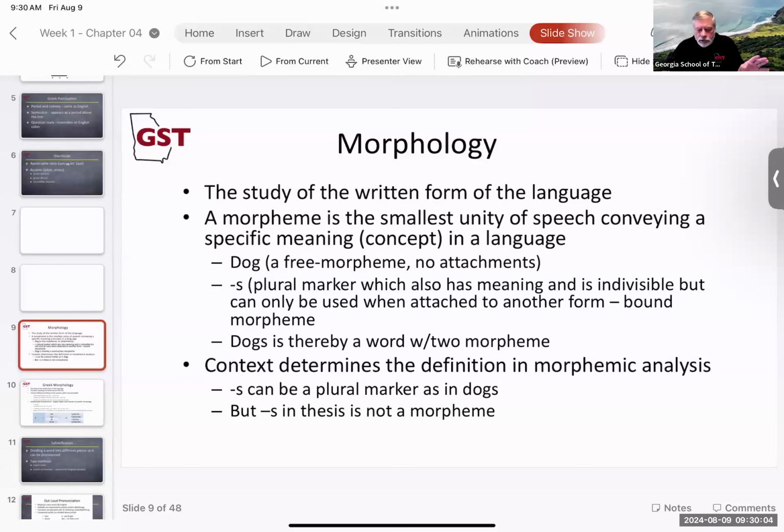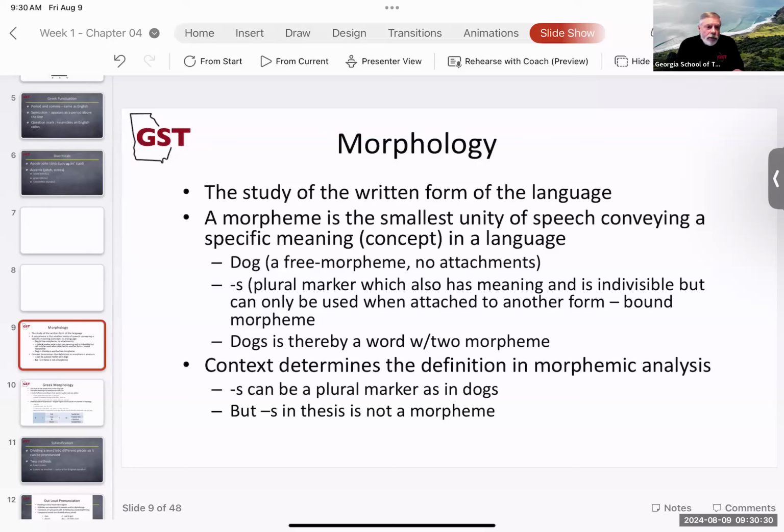So morphology is the study of the written form of the language. Specifically, the smallest unit of speech is the morpheme we talked about. And for example, the word dog, D-O-G, is a morpheme. It's the smallest unit of meaning. Dog has a meaning, right? You know what a dog is. It's called a free morpheme. In other words, there's no attachments. There's no prefix, no suffix, no inflection. There's nothing attached to it.